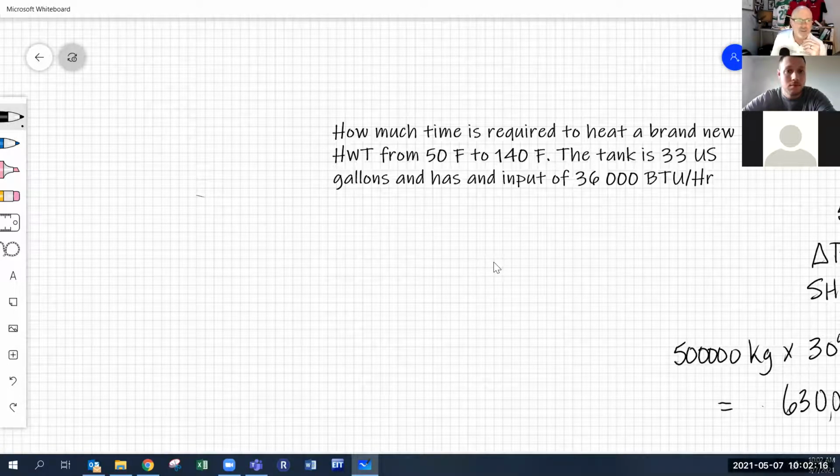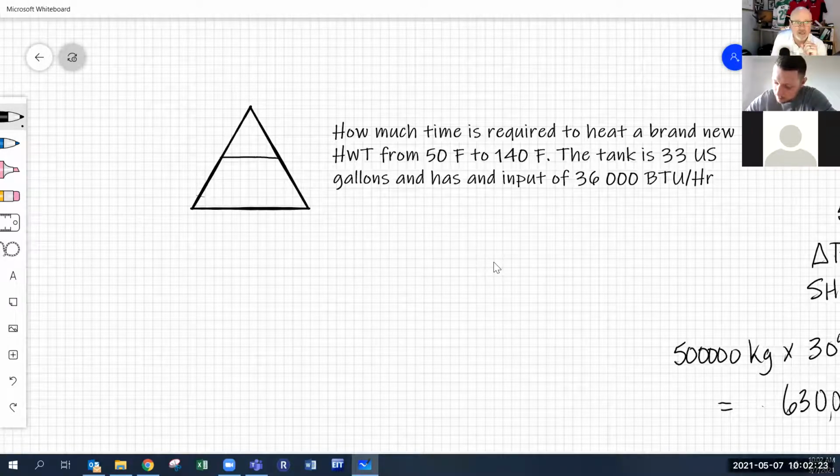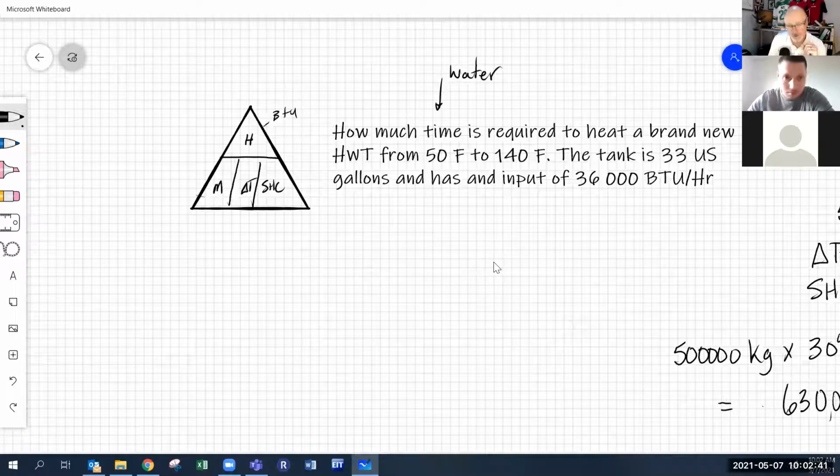Anyways, so this question, we're going to start off with our formula triangle, right? Where the heat, and the heat is in BTUs, is equal to the mass times the delta T times the specific heat capacity of the substance that we're using. And this is a hot water tank, so our substance is going to be water.